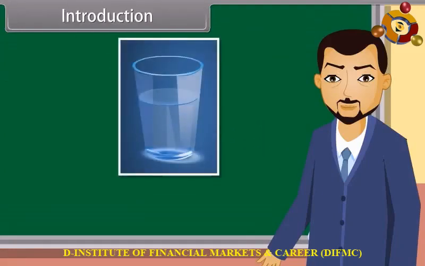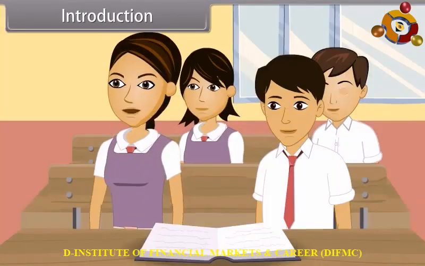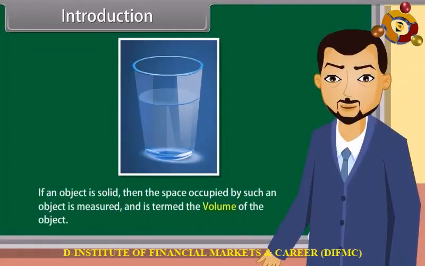This is a glass which is half filled with water. We can easily measure the capacity of the glass or the volume of water which is contained by the glass. Teacher, what do you mean by volume? If an object is solid, then the space occupied by such an object is measured and is termed as the volume of the object. Come, I will teach you more about volume today.